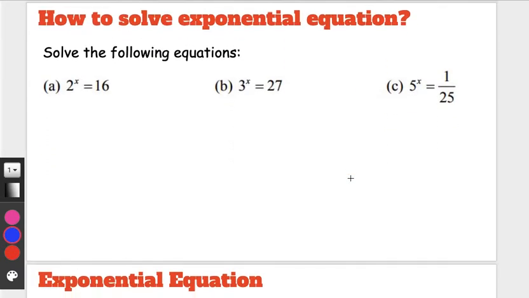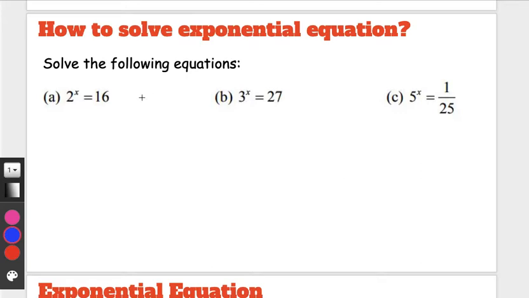Let's check first several examples here. As you can see, for all these equations, the most important feature is that the variables are exponents. So that's something we didn't see before. And the method we use here is called the common base.